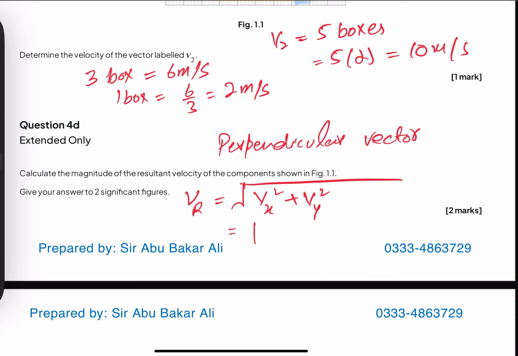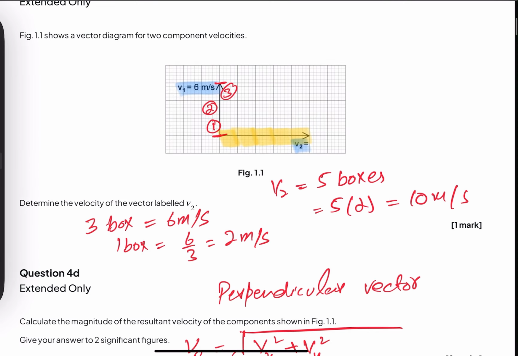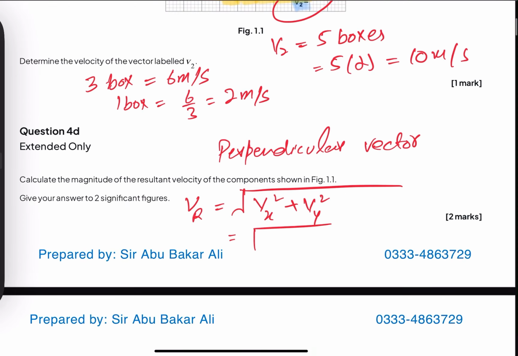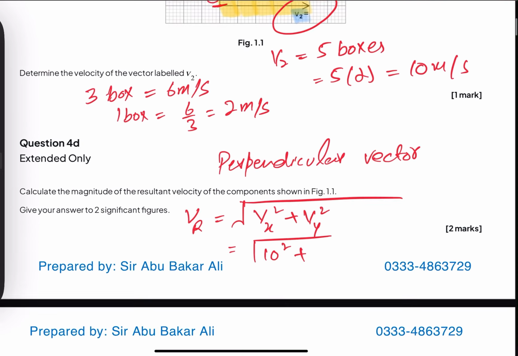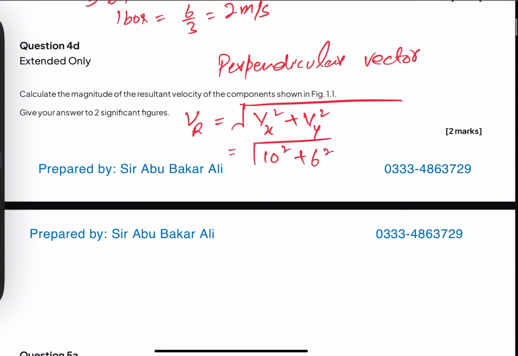You just have to take the squares, add them, and finally take the square root. So x is this one, v2 is 10, and y is this one, it's 6. That will give you, after calculation, 11.66 meters per second. And when you round it off to two significant figures, it will be 12 meters per second. Okay, this is the answer.